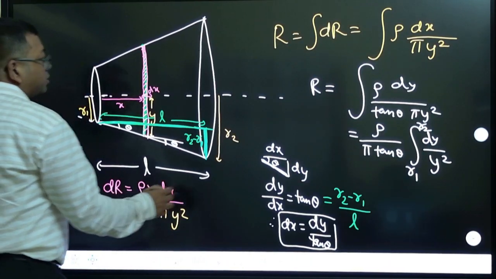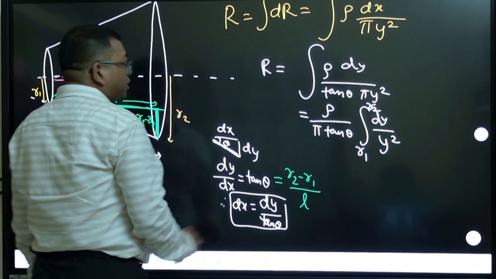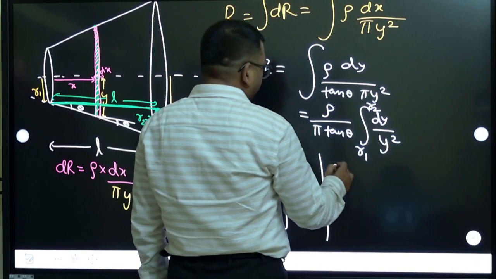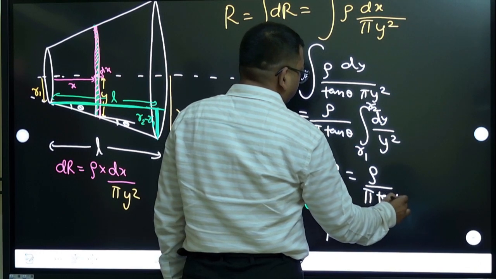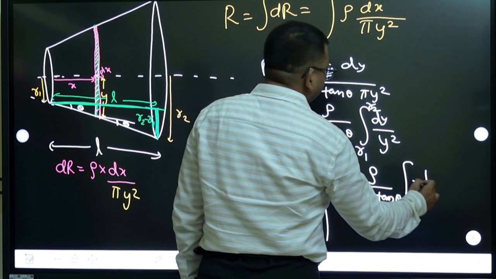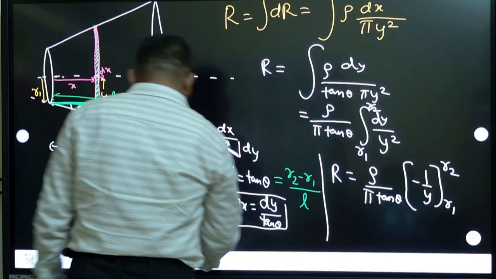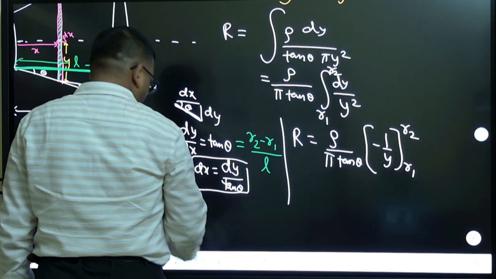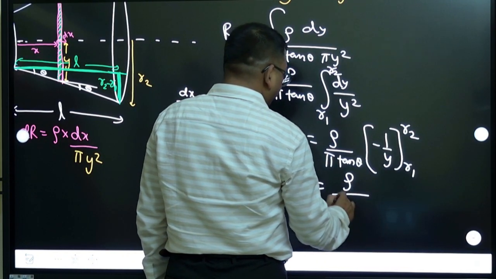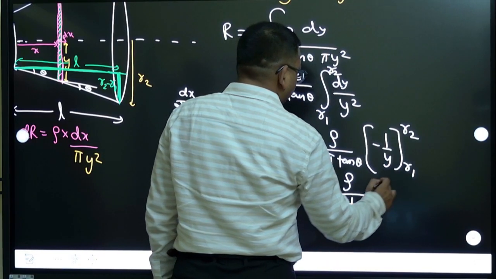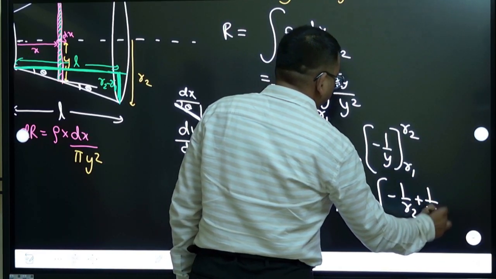So now let us do this calculation. 1 by y square integration you know, right? What is the integration of 1 by y square? So rho by pi tan theta, the integration of 1 by y square is minus 1 by y. y is going from r1 to r2. Let us solve this. So resistivity by pi tan theta, you put minus 1 by r2 plus 1 by r1.